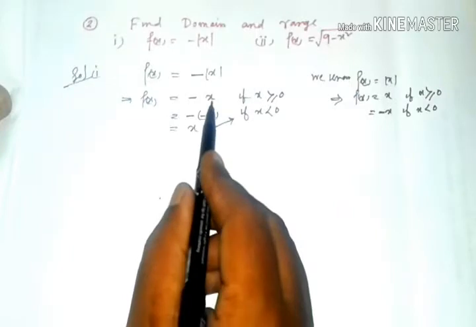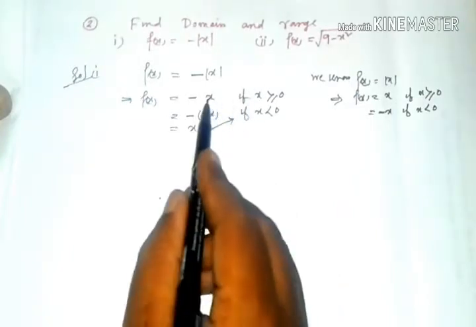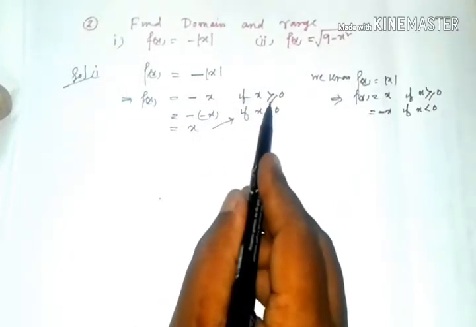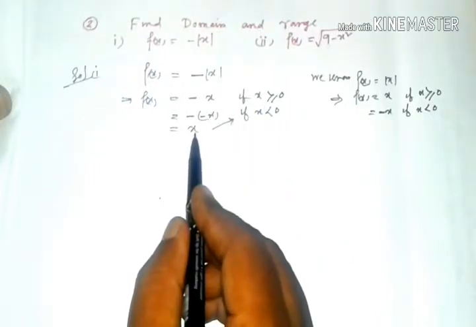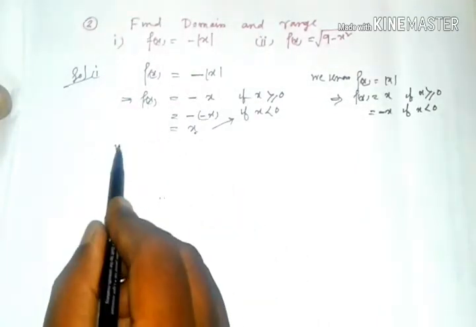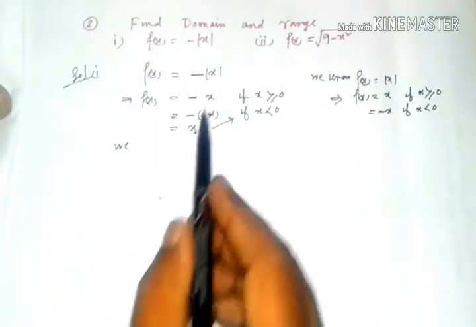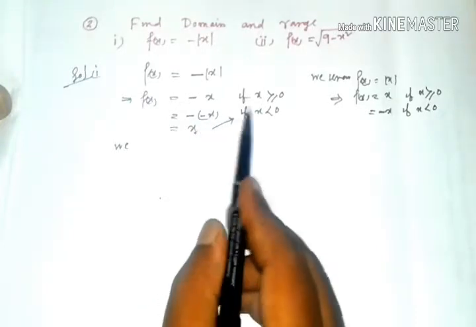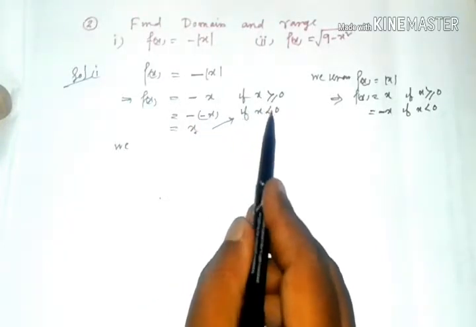Now here we see that this is if x is greater than or equal to 0, and this is if x is less than or equal to 0. We see that for every value of x, whether x is greater than or equal to 0 or x is less than 0, we have got a real value of f(x).